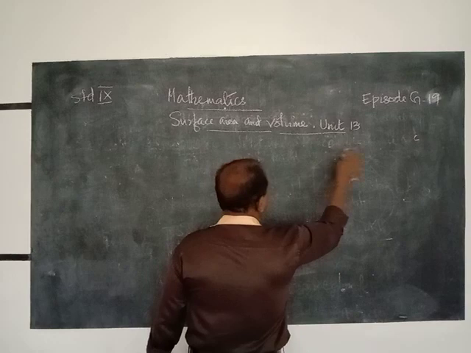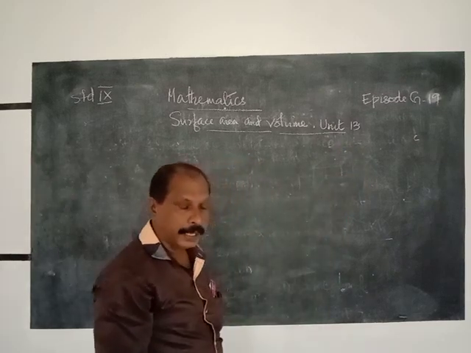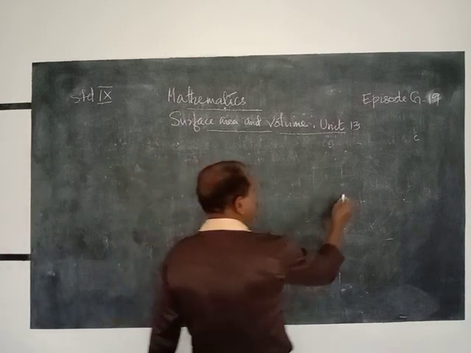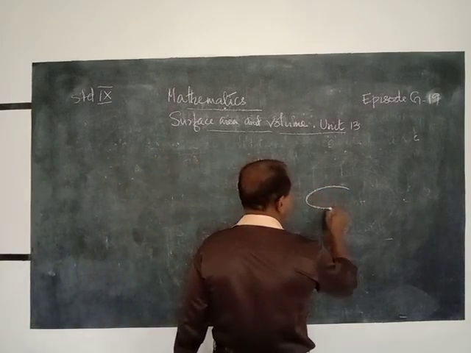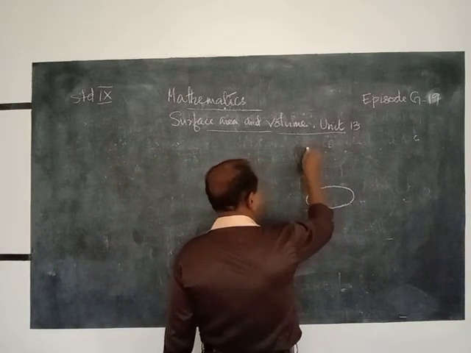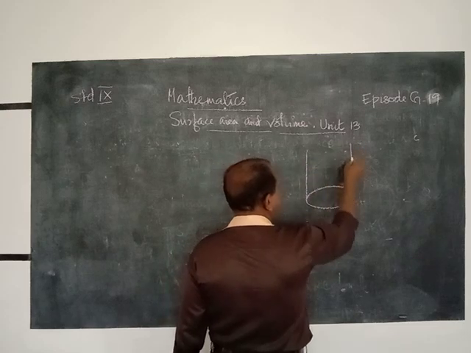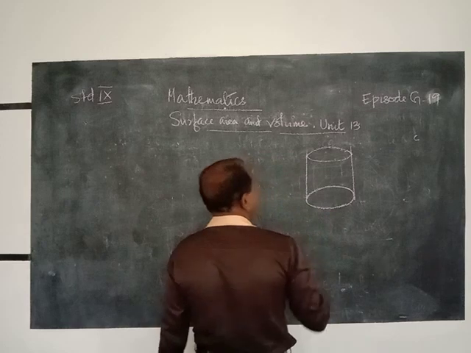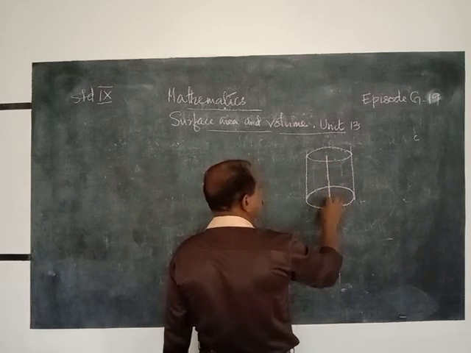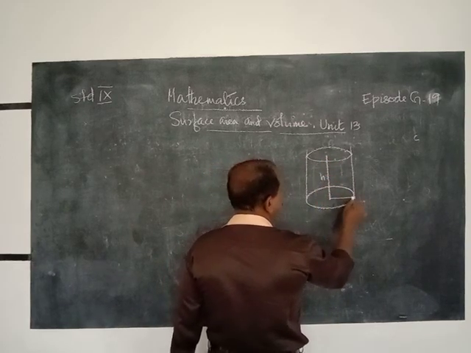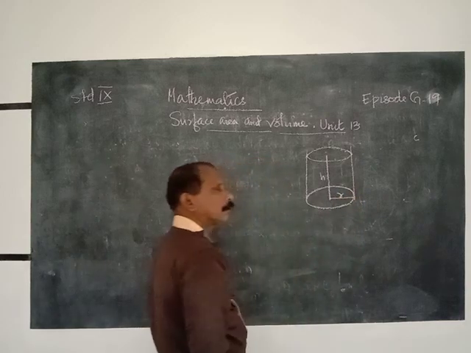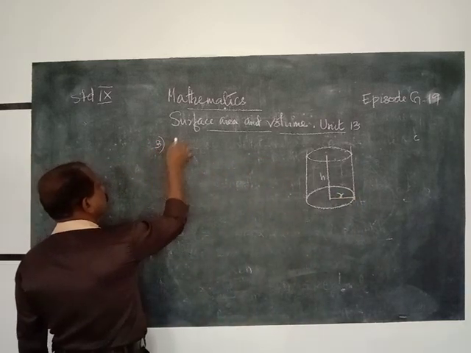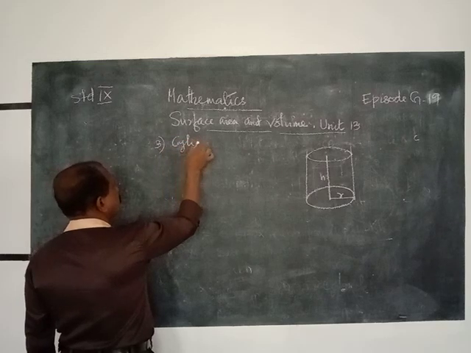Then the third one, the base of that solid is a circle. Therefore, this is the circle, and this is the cylinder. And this is the height. And this one is the radius of the base. The third one is the cylinder.